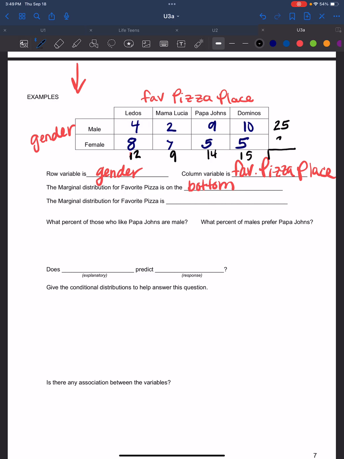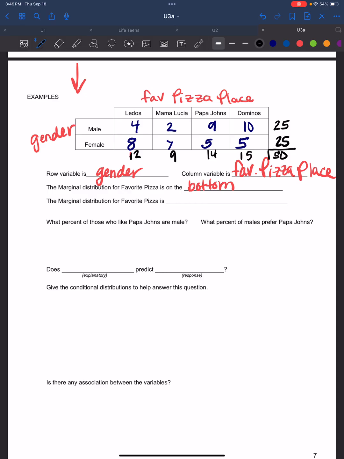Then if we add up the other ones, this is 25. And if you add it across the board, a good way to check yourself is to make sure they add to the same thing. And they should. So I'm just going to double check. And they do. So I asked 50 people, and this was our distribution.